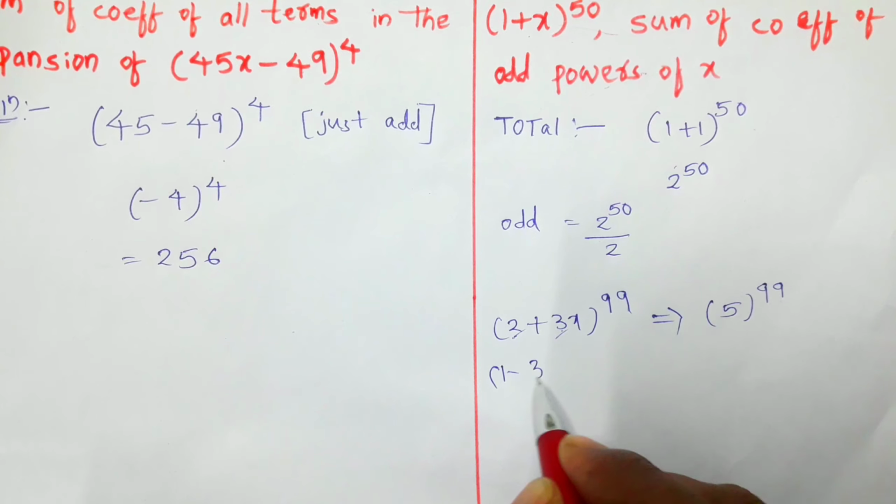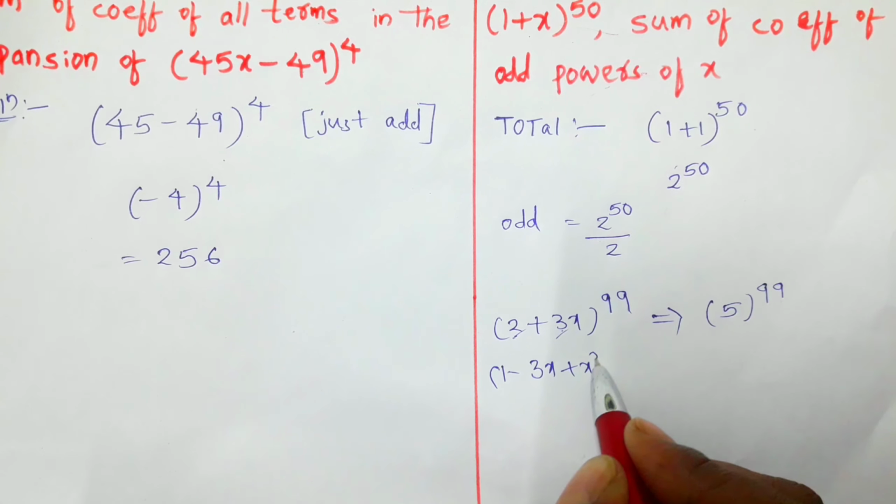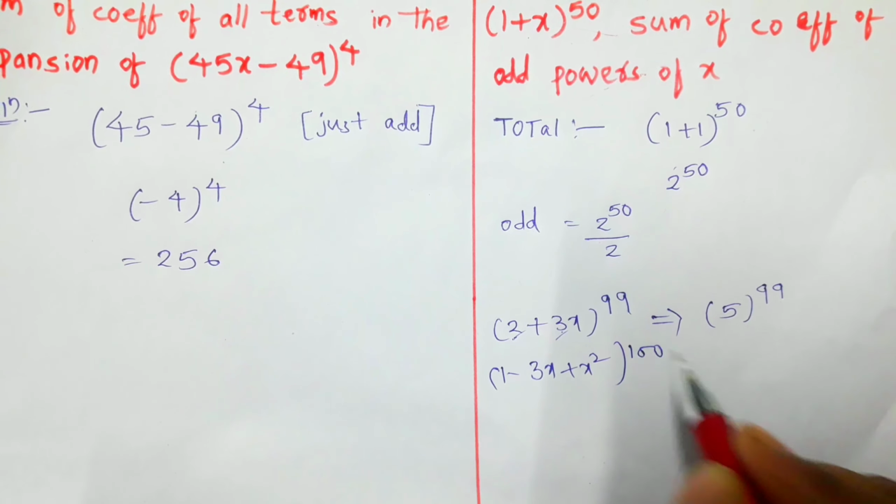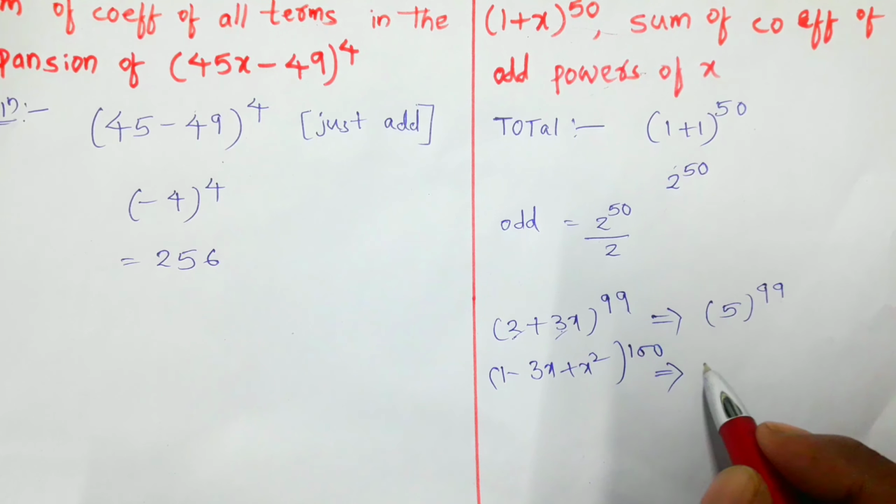(1 - 3x + x^2)^100, which gives here what are the coefficients?